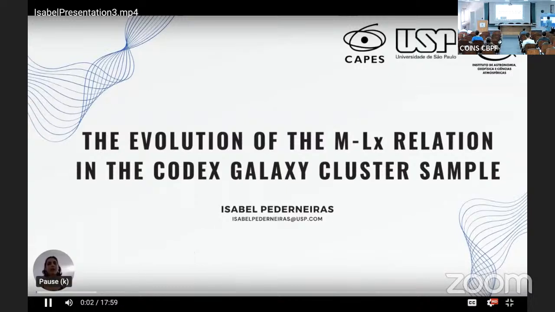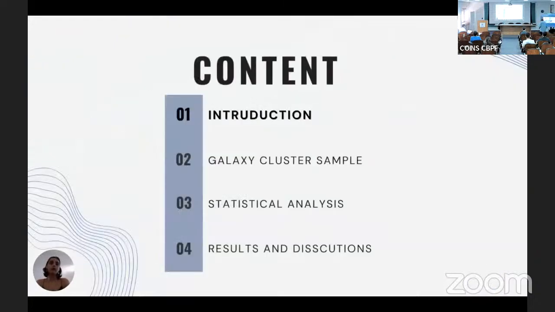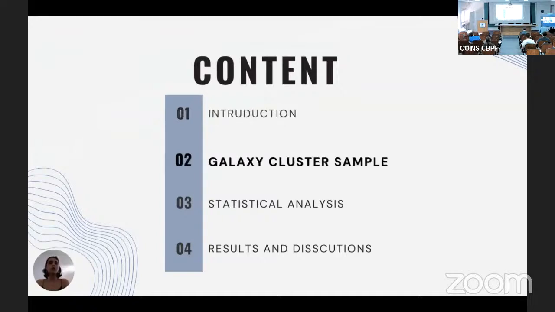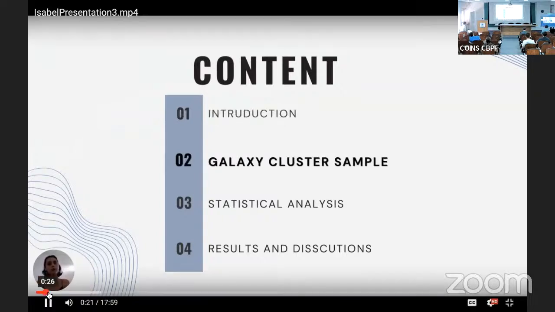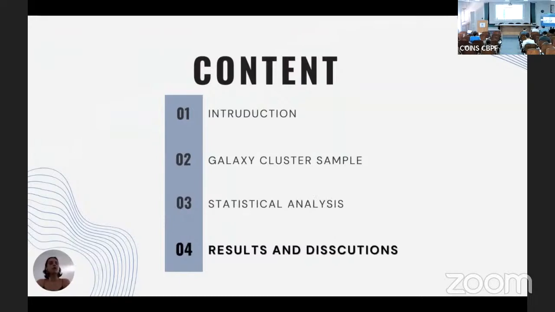Good morning, everyone. I'm Isabel, and I'm very pleased to be presenting a bit about my work, which is the evolution of the mass X-ray luminosity relation in galaxy clusters using the Codex catalog. I'll start with a brief introduction, then I'll talk a bit about the galaxy cluster sample we used, followed by the statistical analysis we developed in this work, and in the end, I'll discuss our main results.